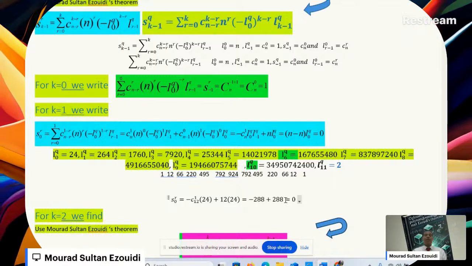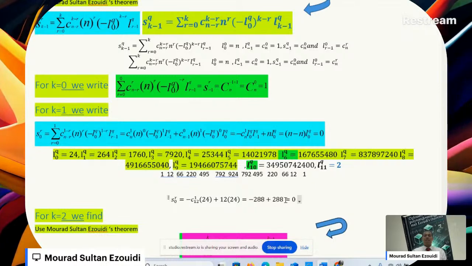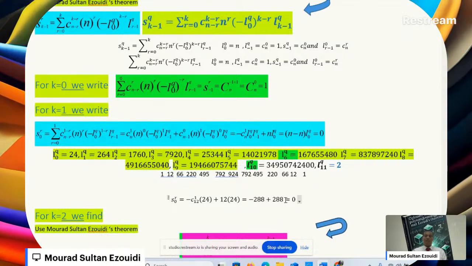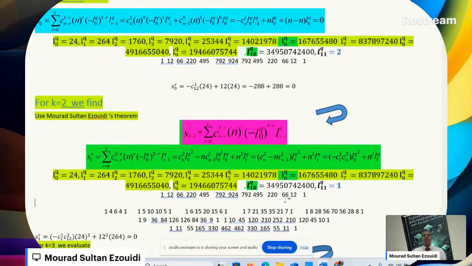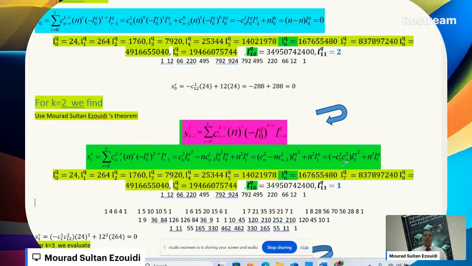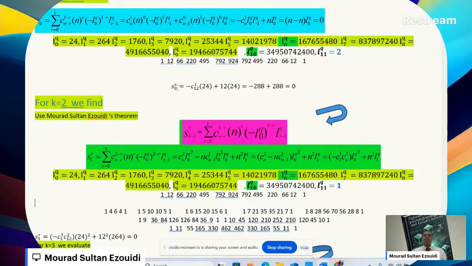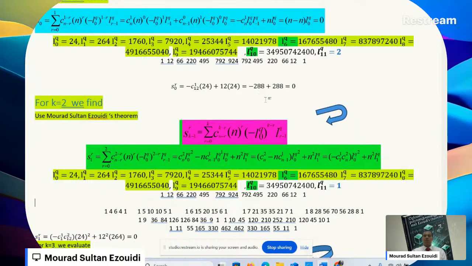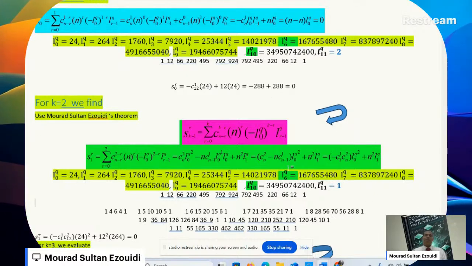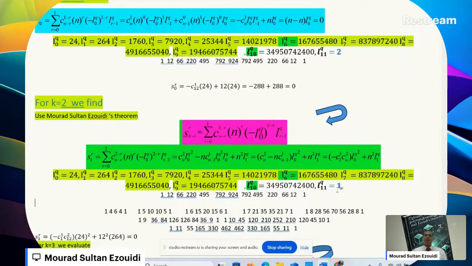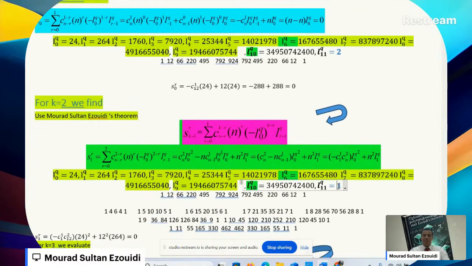We want to find S1, S2, S3, S4, S5, S6, S7, S8, S9, S10, and S11, because S subscript k minus 1 with n minus 1, 12 minus 1, will give you S11. So here I already calculated the value of S0, meaning the second coefficient of my new 12-degree equation is going to be equal to 0. According to this, my professors, no one can solve this kind of nth-degree equation except the Professor Mourad Sultan Ezouidi. Okay.